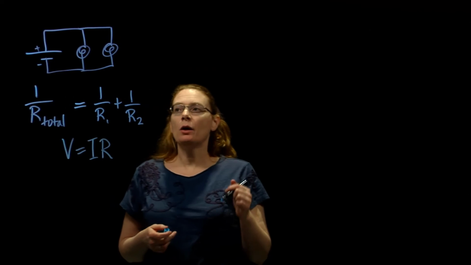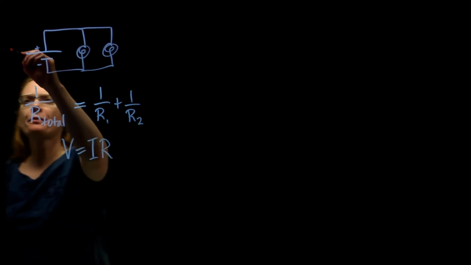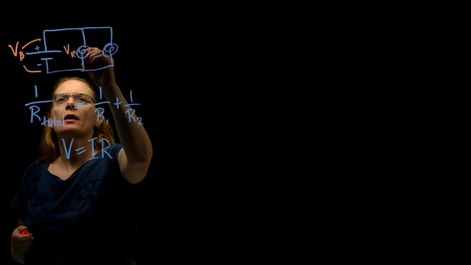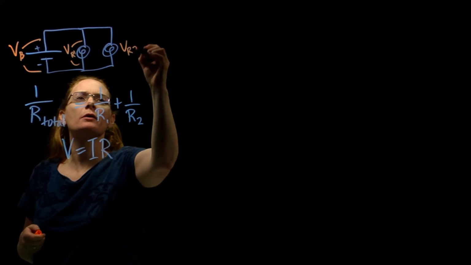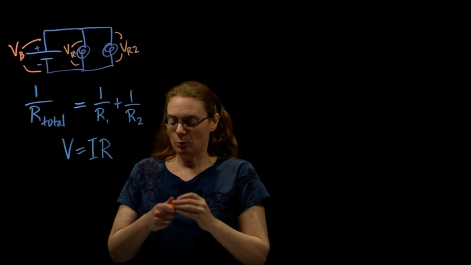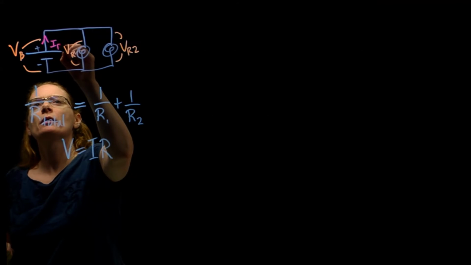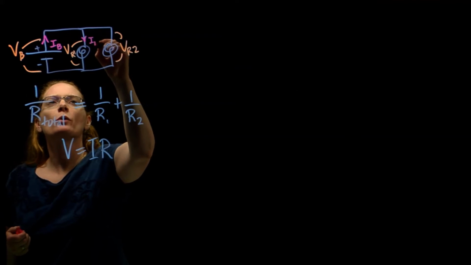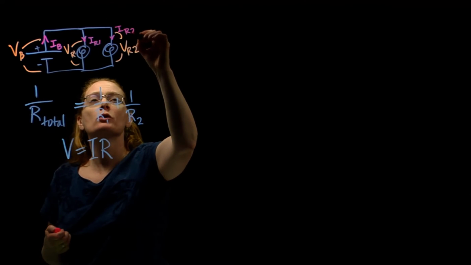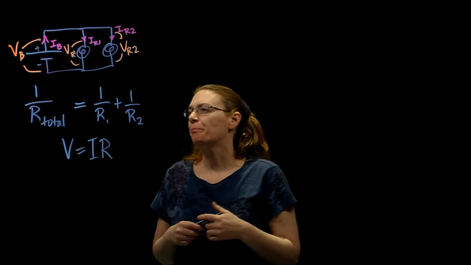And as I said with the series, there's two forms of this. So we have the voltage across the battery. We have the voltage across R1. We've got the voltage across R2. And again, voltage is always across. But now we also have current. So we've got some current coming out of the battery. We've got the current going through R1. And we've got, oh boy, the current going through R2. Those are all the things that we can calculate, add, measure.